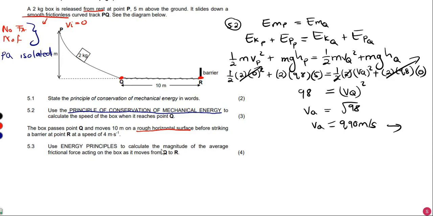Use energy principles to calculate the magnitude of the average frictional force. As soon as it's a rough surface, it's no longer isolated. It's not an isolated system anymore, right? So it means we cannot use the principle of conservation of mechanical energy, but we can use other means which we will explore as we keep on with the course.